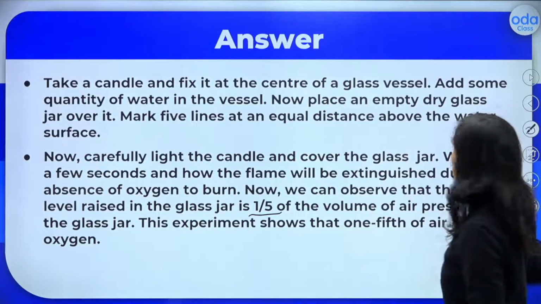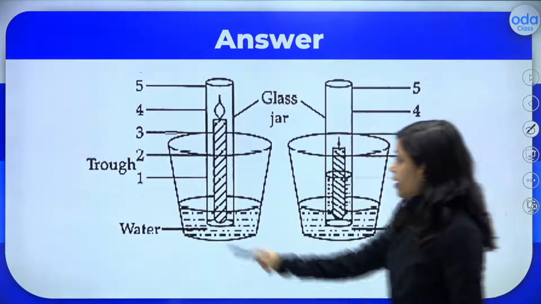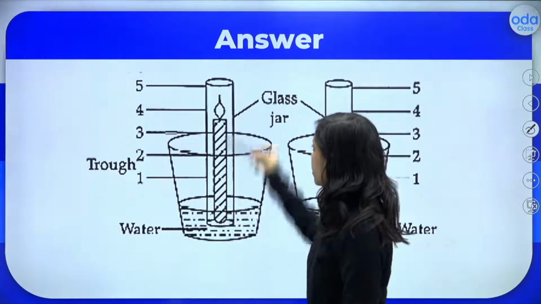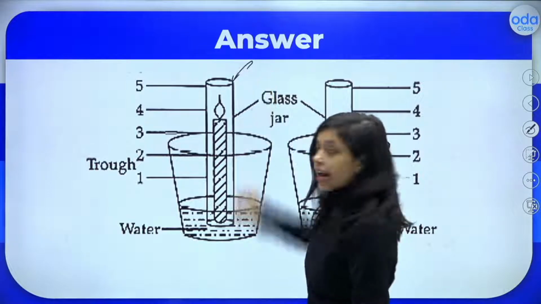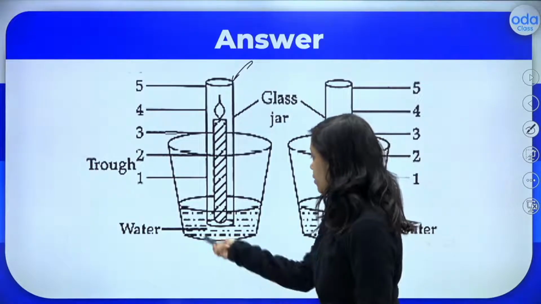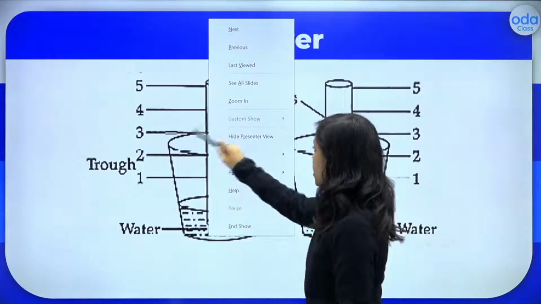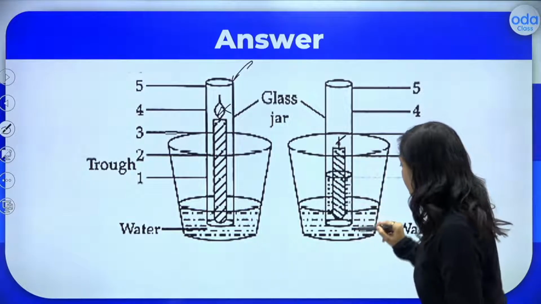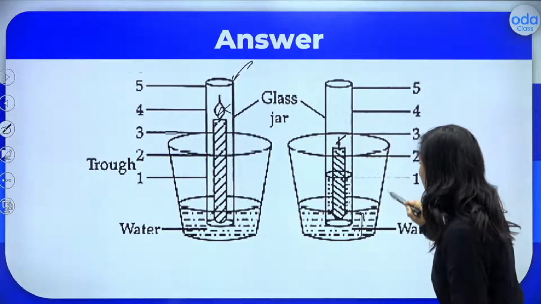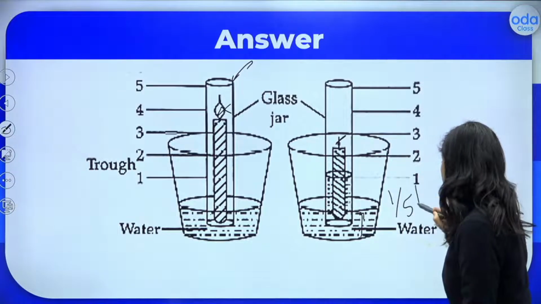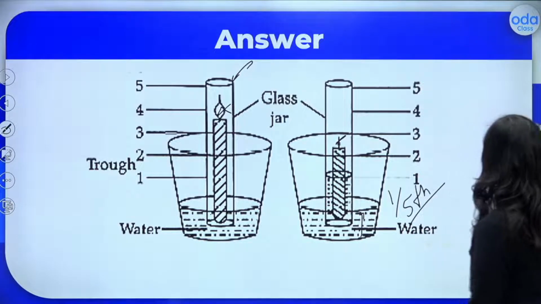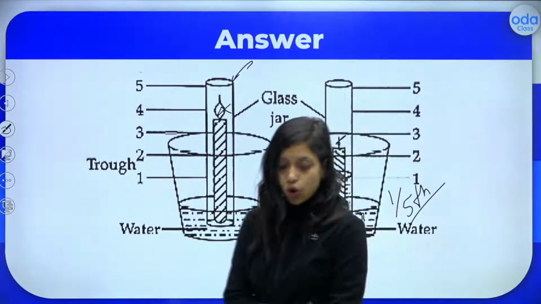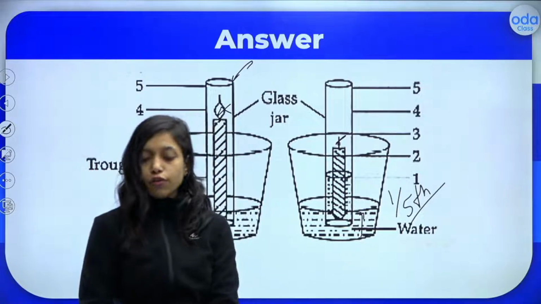Okay, as you can see here, this is what you have to do. Take a glass, put some water, fix a candle, and just cover the candle with the glass jar. As you can see, the oxygen is converted into carbon dioxide, so this candle will go off and this water rises to 1/5. That means 1/5 of the air which is present is actually the oxygen. I hope it is clear to all of you, right? Is it clear to all of you?